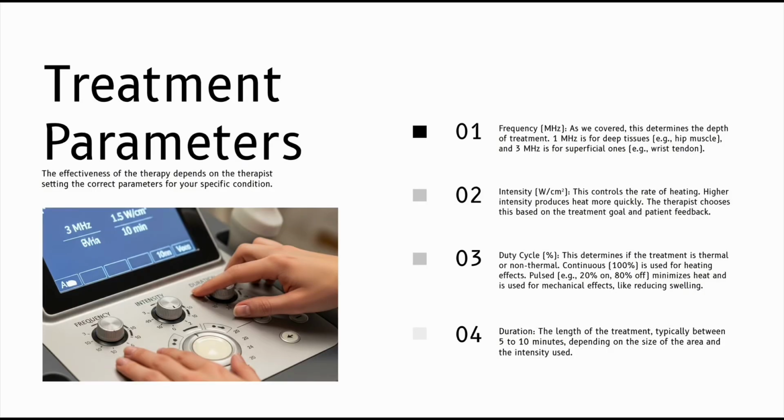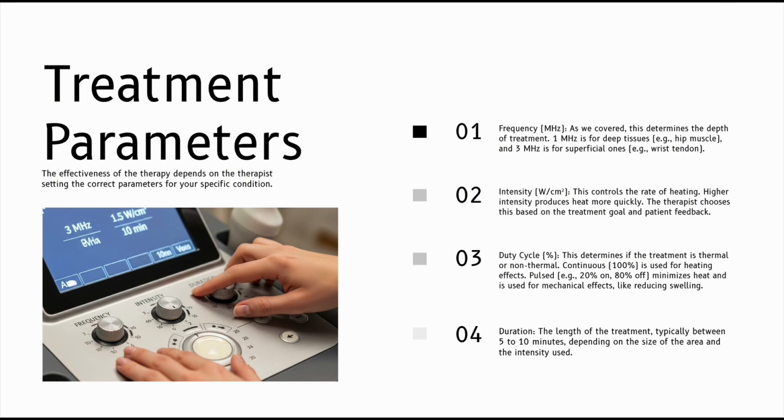The effectiveness of the therapy depends on the therapist setting the correct parameters for a specific condition. First one, frequency. As we covered, that determines the depth of treatment. 1 MHz is for deep tissues and 3 MHz is for superficial ones. Second, intensity. This controls the rate of heating. High intensity produces heat more quickly. The therapist chooses this based on the treatment goal and patient feedback.